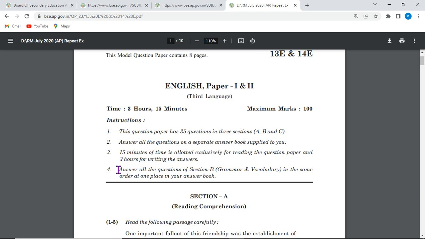So answer all the questions of section B. This is very important to note down in the same order at one place in your answer book. So section B లో ఉన్న క్వశ్చన్ పేపర్ ఐటమ్స్ కి ఒకే చోట ఆన్సర్ బుక్ లో రాయమంటున్నారు.